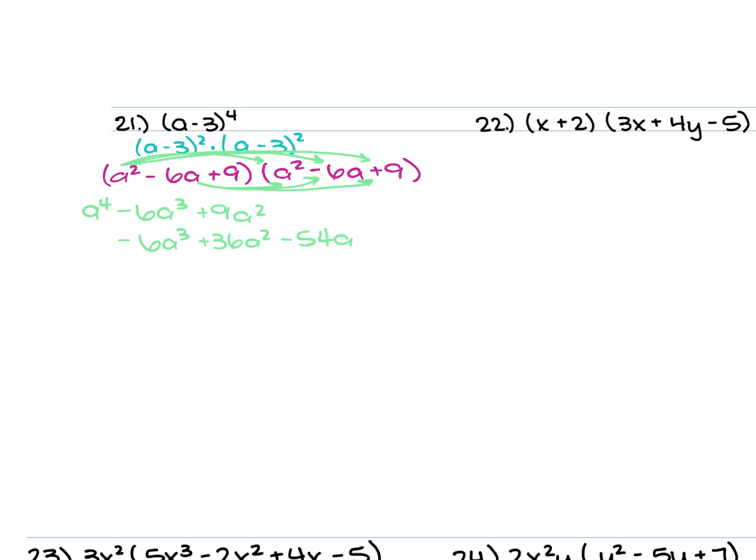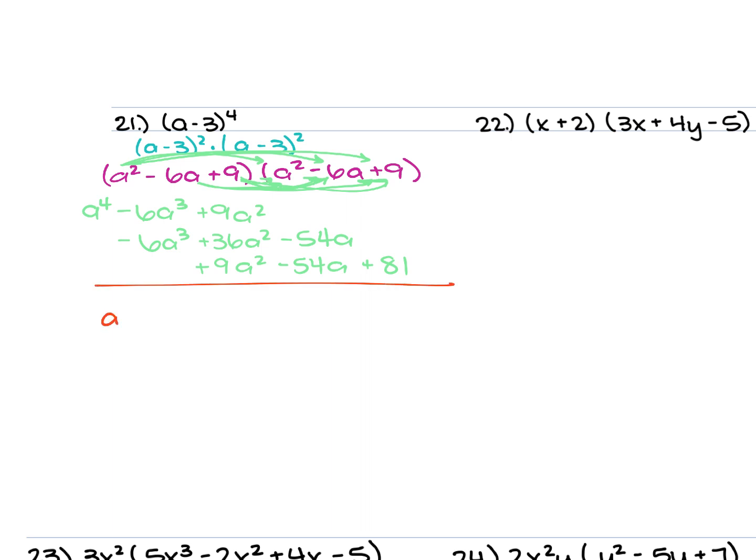From here, you're going to do the 9 now. So 9 times a squared is 9a squared. The 9 times negative 6a is negative 54a. And 9 times 9 is 81. So now we're just going to add our like terms.